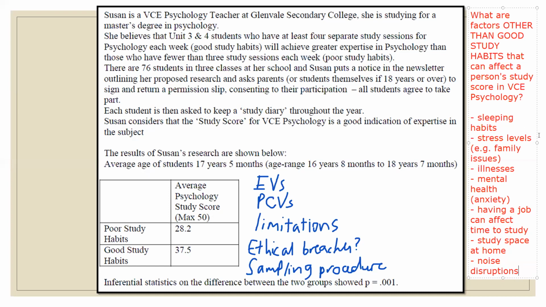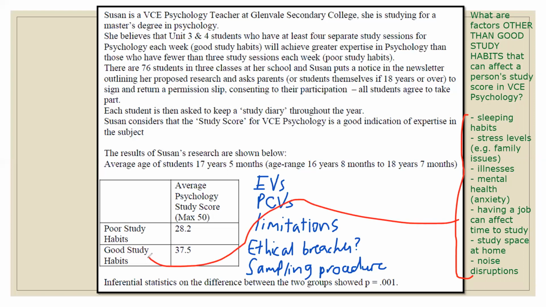Those are some really good examples, and they're all perfect examples of how the students in Susan's study could have been affected in terms of their study score. All of these are factors other than good study habits that affect the study score, and they can actually trump the effect of good study habits.